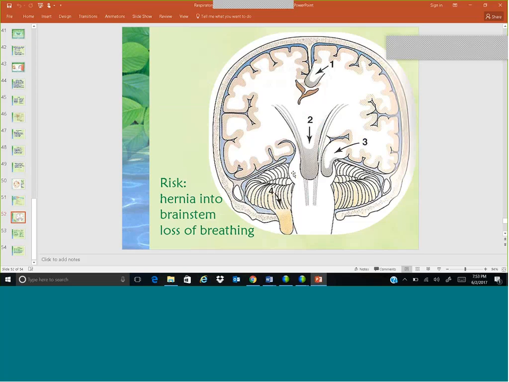Again, we talked about if the brainstem herniates, if that pons is affected, if the medulla oblongata is affected, it can actually herniate through the base of the brain where the spinal cord is attached, and that will not only cause loss of breathing, it will ensue death.